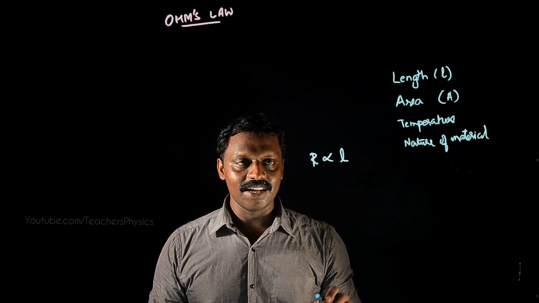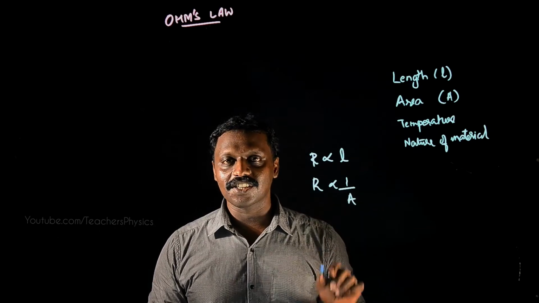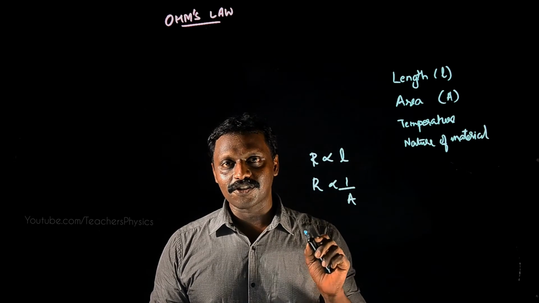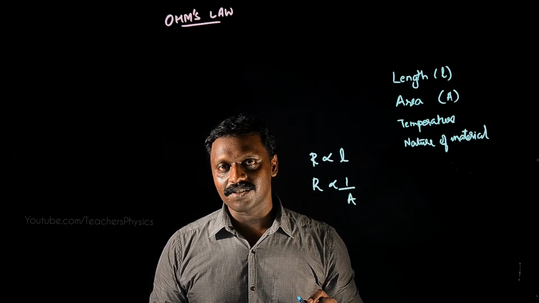Also, it is observed that the resistance is inversely proportional to the cross-sectional area of the conductor, which implies that if the cross-sectional area is doubled, resistance becomes half, and vice versa.